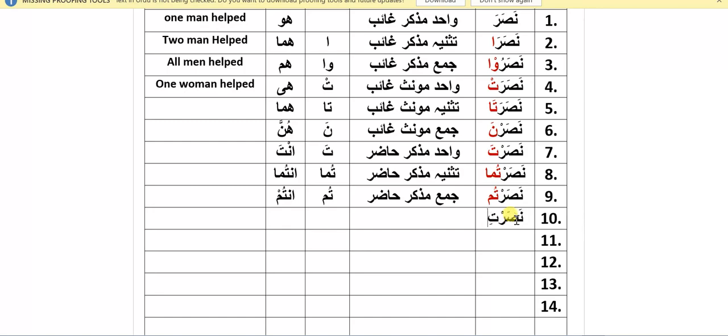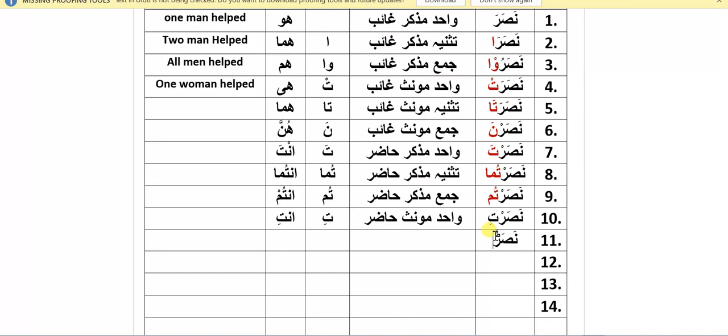Nasarti, but of course you cannot be just able to recognize using all these signs in the first attempt. You need some experience as well as practice. Wahid muannas hazir, tazirti is the sign and anti is a zamir.